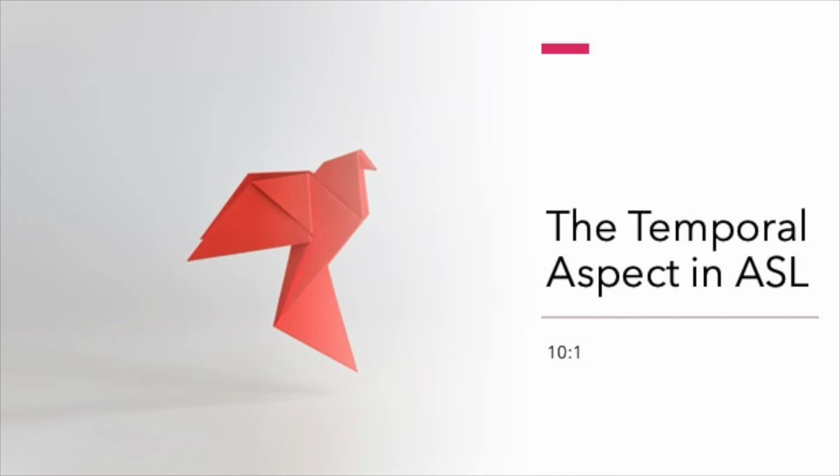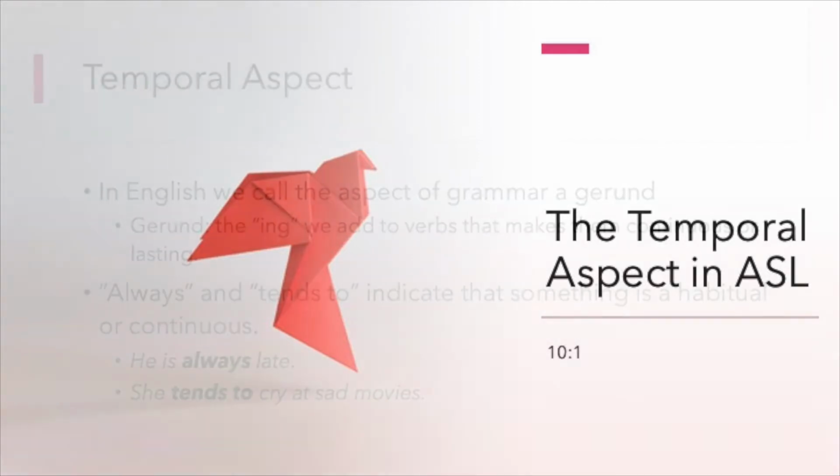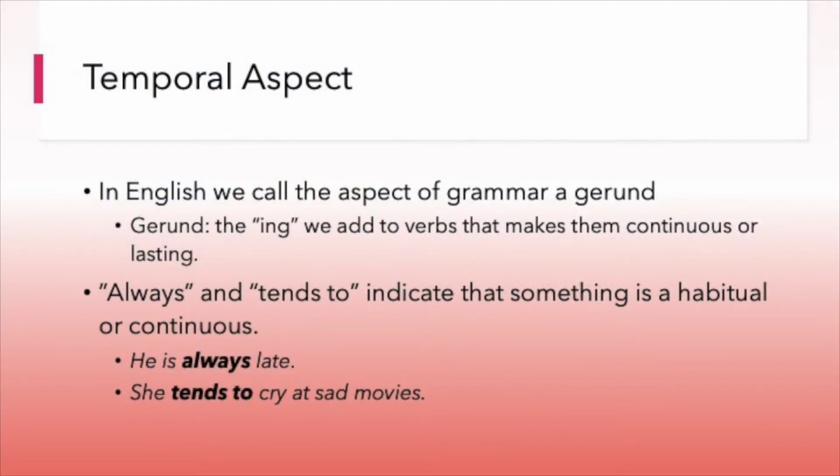This video covers the temporal aspect in ASL and expands on the information from Chapter 10, Section 1 in your Signing Naturally textbook. In English, the temporal aspect is called a gerund. Gerunds are words that have been modified with an ing ending to make them indicate that something is continuous or lasting. Other words that express this concept in English are always and tends to. These words apply the same way in ASL.